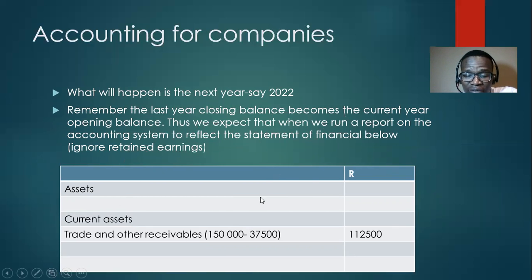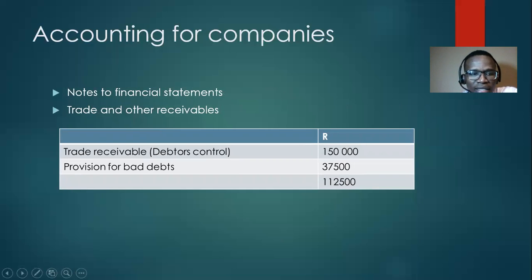So if you run the statement of financial position at the beginning of the year, we'll expect to see current assets, trade and other receivables of 112,500. This is the opening balance for the current year, because the opening balance for the current year is the closing balance from the previous year, right? Same concept for the notes. The notes will show the same thing. At the beginning of the year, it's the closing balance from last year.